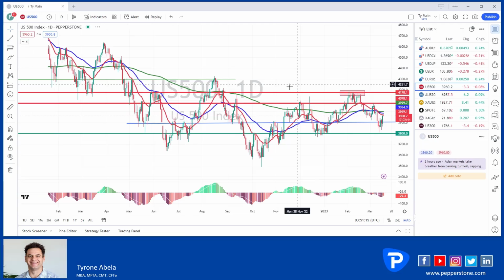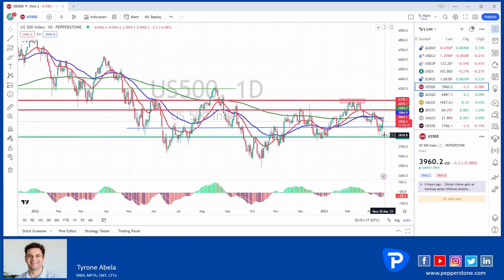Okay, onto the US 500, of course, and you can see that we've had the big move up from the bounce from around that 3,800 level, really. Didn't quite reach the 3,800, but very, very close to it. So if you're able to take advantage of that move down from the 20, you've done well. Hopefully you were.